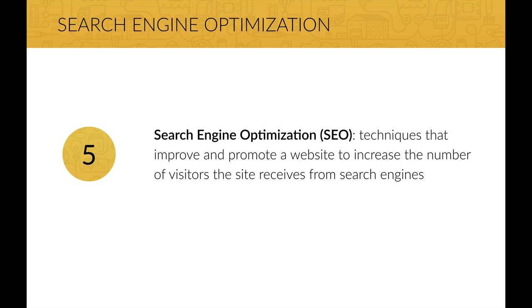So this is of course still part of step 5 of our 7-step method. And now, what is search engine optimization? Very simple. Basically, search engine optimization, or SEO, is a couple of techniques that improve and promote a website to increase the number of visitors the site receives from search engines. There are many aspects to SEO, and in this lecture we will just cover the very basics in order to make our website search engine ready.